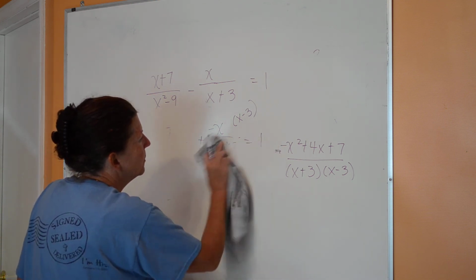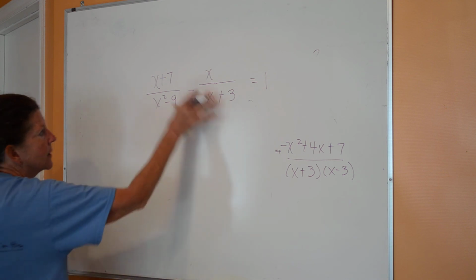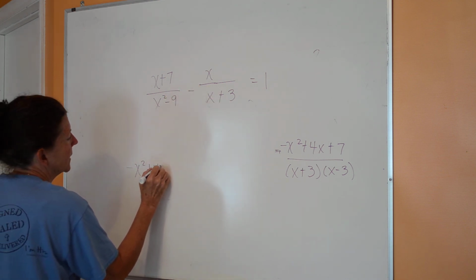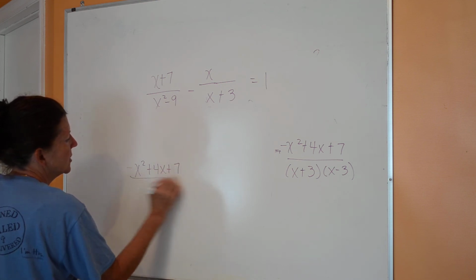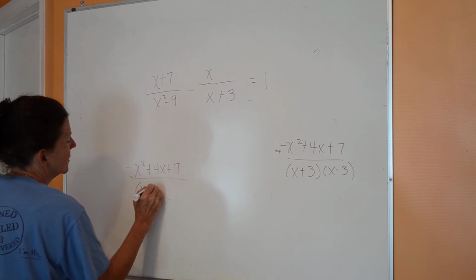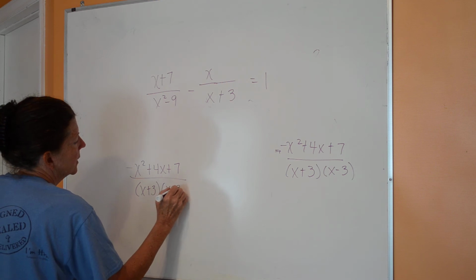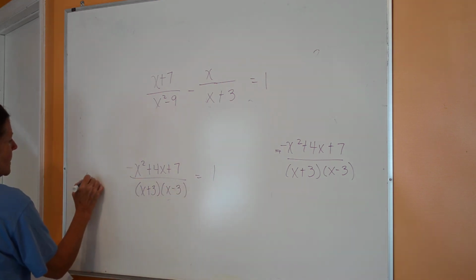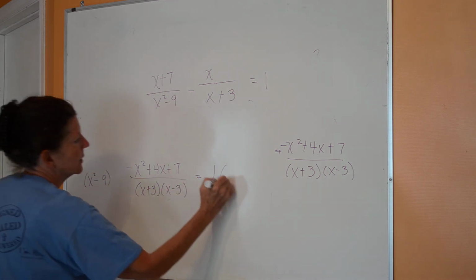Okay, so I'm going to bring that over here. Okay, so that's what this is equal to. Negative x squared plus 4x plus 7. This is not just a factoring one. This is one where you're actually solving it, because you still have it equals 1 over here. So I'm going to multiply both sides times, and if you will, let's just call that x squared minus 9, because that'll be easier.